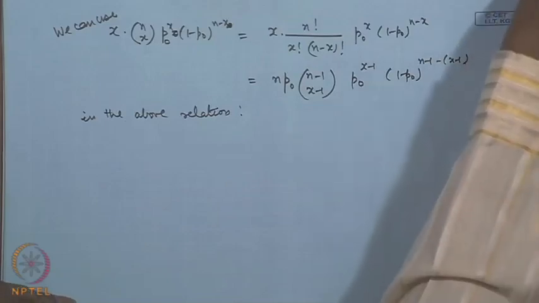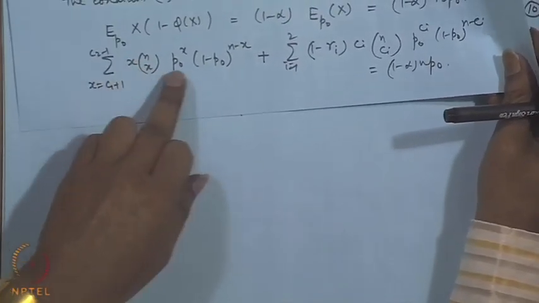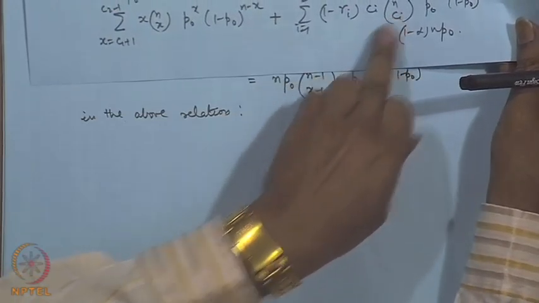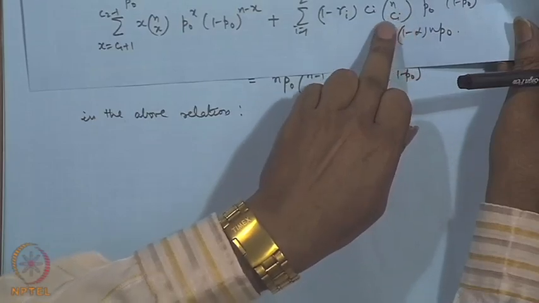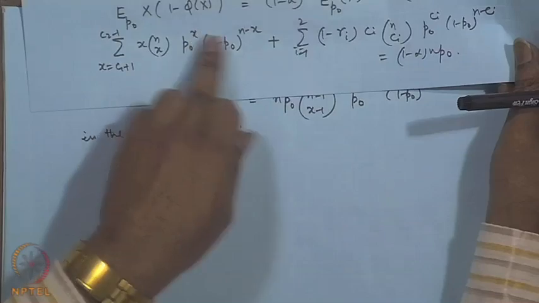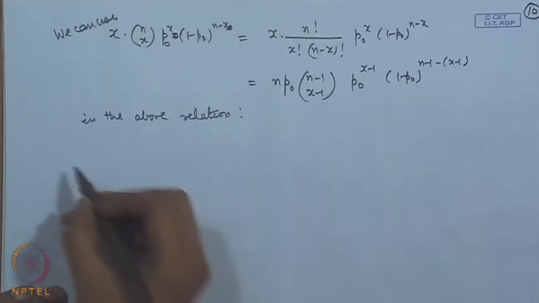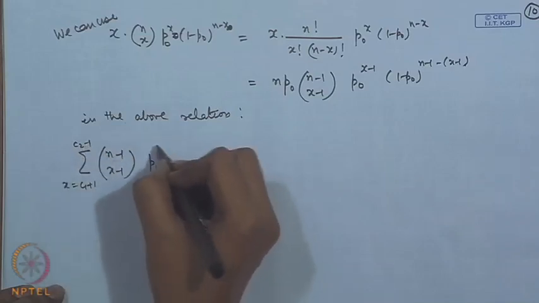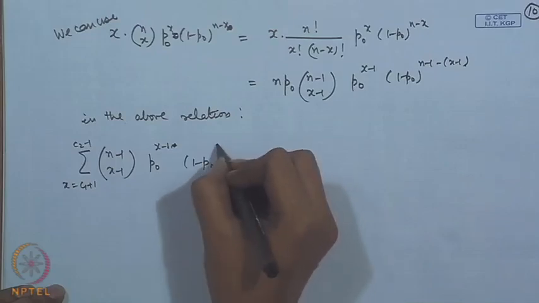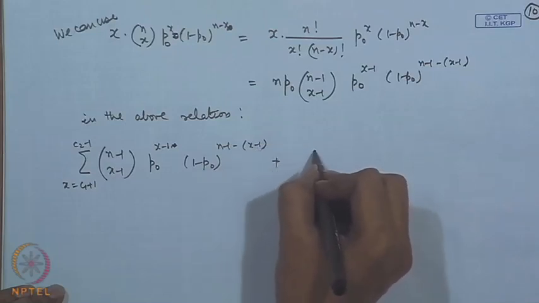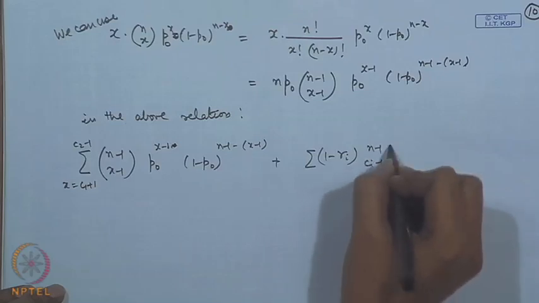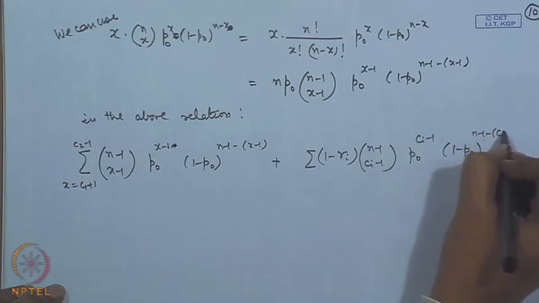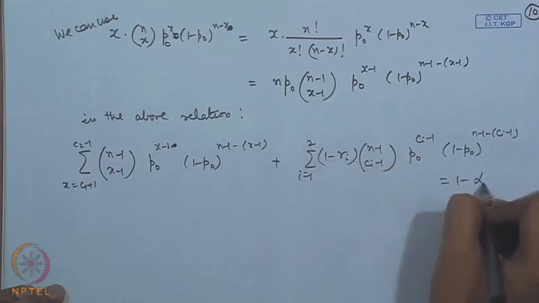So, obviously, we can use this in the above relation. So, here we have n c x into this term, so n p naught will come out. In the second term, it is c I into n minus c I, and again here we can use this thing, n p naught can be written outside, and this will become n minus 1 c I minus 1, and this will become minus 1 here, and n p naught will get cancelled out. So, this will give me simply n minus 1 c x minus 1, x equal to c 1 plus 1 to c 2 minus 1, p naught to the power x minus 1 and 1 minus p naught to the power n minus 1 minus x minus 1, plus 1 minus gamma I n minus 1 c I minus 1 p naught to the power c I minus 1, 1 minus p naught to the power n minus 1 minus c I minus 1, I equal to 1, 2, that is equal to 1 minus alpha.